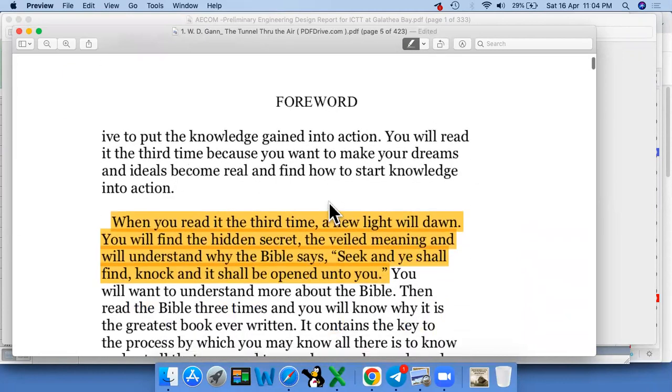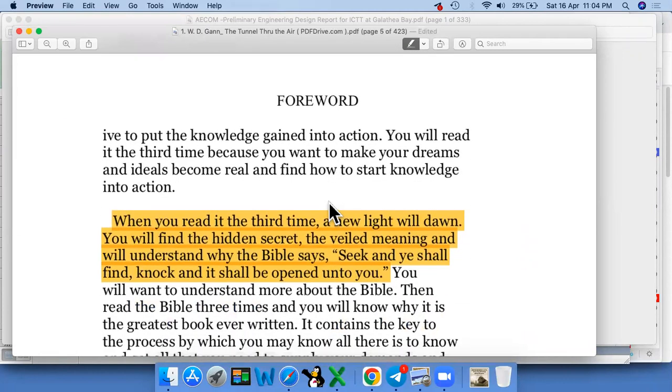The first and most important thing that he writes is, you need to read this book continuously, maybe 2 or 3 times. When you read it the third time, a new light will dawn. You will find the hidden secret, the hidden meaning, and will understand why the Bible says, seek and you shall find, knock and it shall be opened unto you. So this is one of the things that Gann says, because most people are not able to understand what is given in the book the very first time.